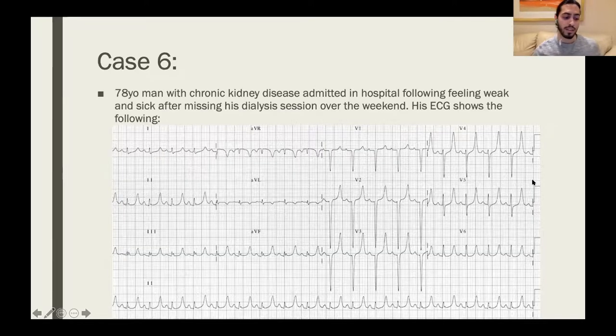Next case, 78-year-old man with CKD is admitted into hospital following feeling weak and sick and just feeling a bit rubbish generally. Since he has CKD, he's on dialysis and he missed his session over the weekend. We've done an ECG and this is what it shows. What do you think is going on? What is the abnormality and what is the diagnosis?